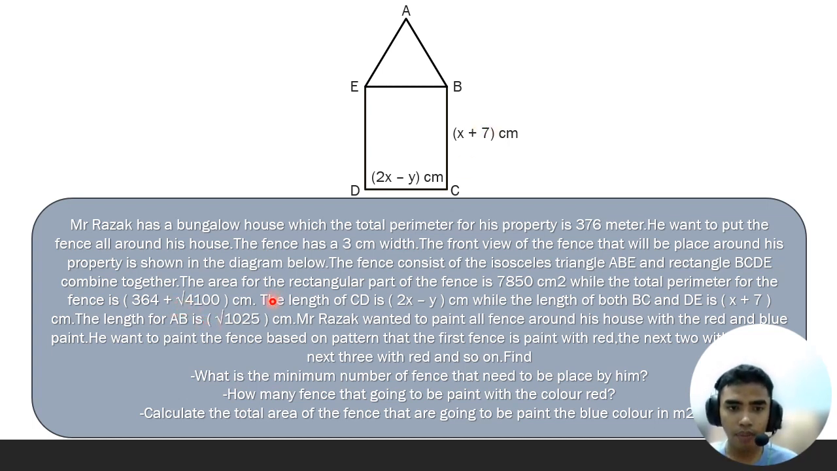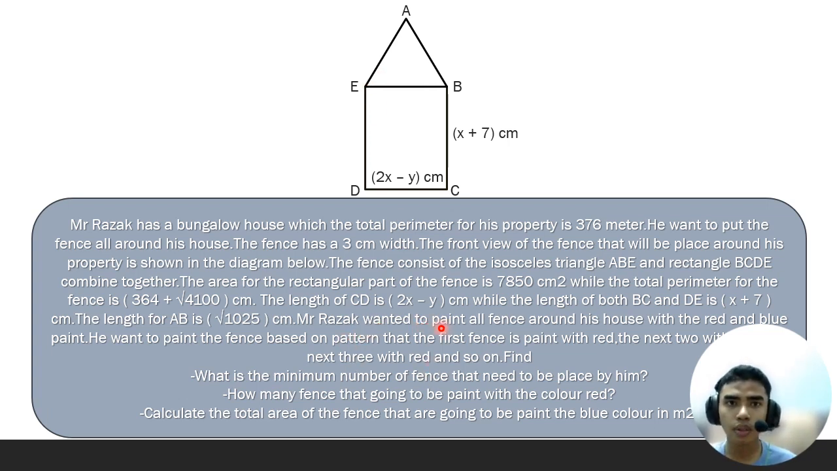The length of AB is given as root 1025. Where is AB? Although it's not shown in the diagram, we must read the sentence, because they may give some extra information that they don't show in the diagram above. So they give you root 1025 centimeters, and since it is an isosceles triangle, this side is also root 1025 centimeters.